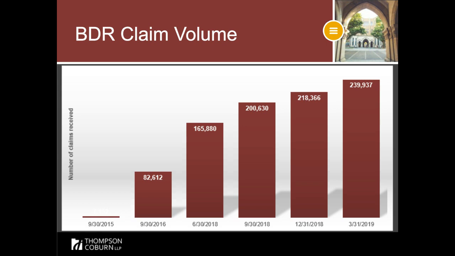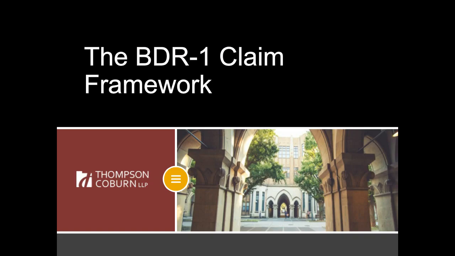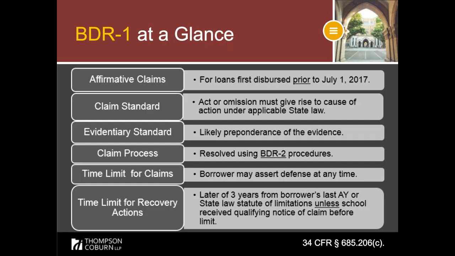Okay, so let's talk about the BDR-1 claim framework. Now, in going through what we've already talked about, we hit on a couple of these things. First of all, affirmative claims are allowed in all three contexts. And what I mean by affirmative claim, there was some discussion in the proposed rule for BDR-3 and previously around whether or not borrowers should be able to assert a defense or at least make a claim outside of the context of a proceeding.